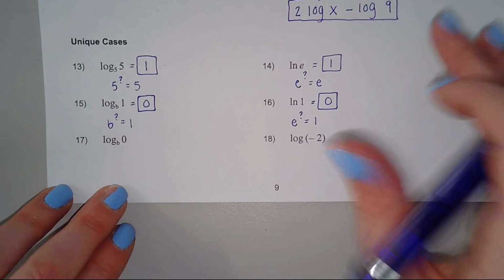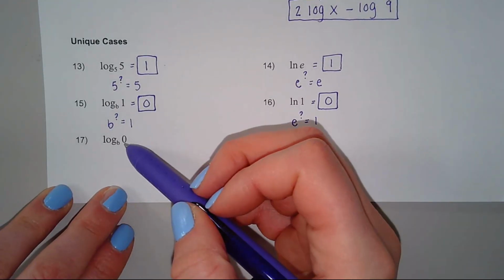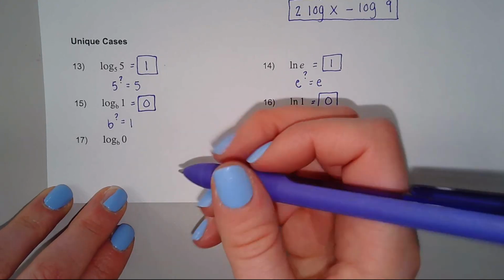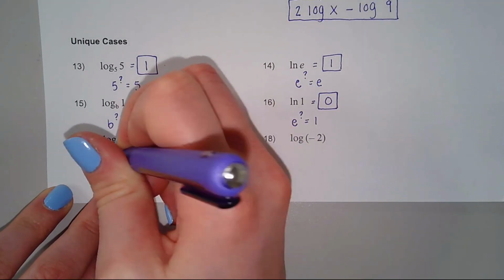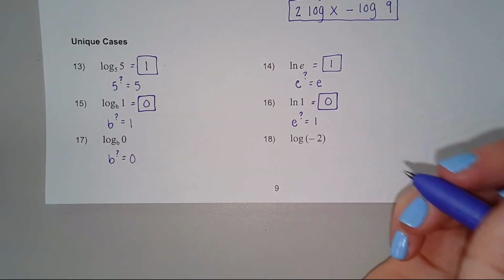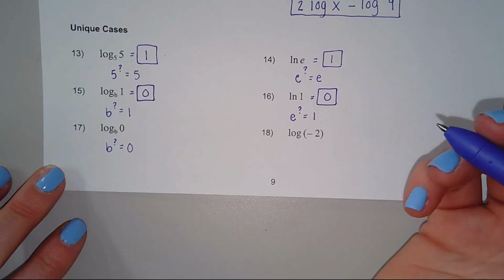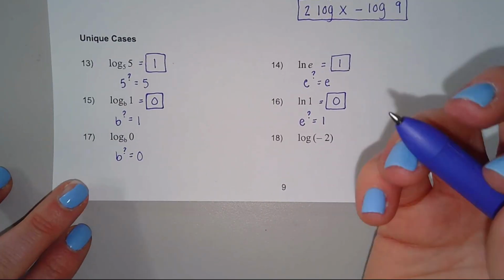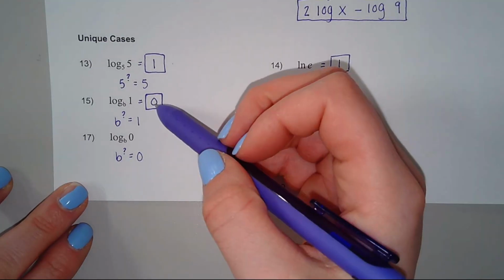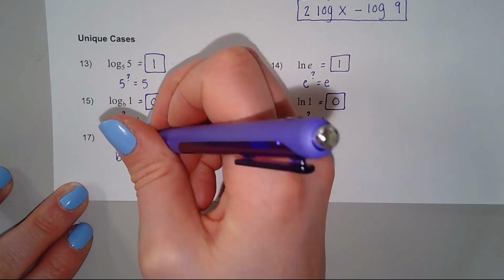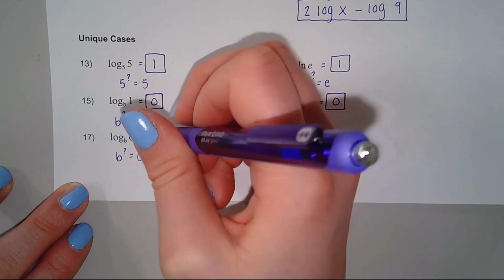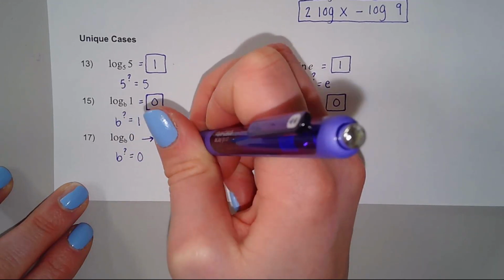And then the last one is what happens if this is 0. So this is b to what power is 0, which we actually can't do. We will never get 0, even if we do a 0 power, because a 0 power actually gets us 1. So this is actually no solutions. This is undefined. We cannot solve this.